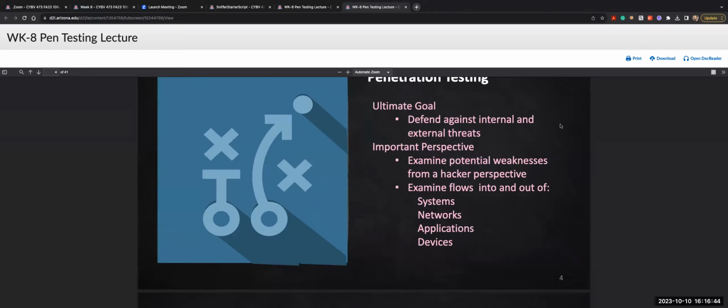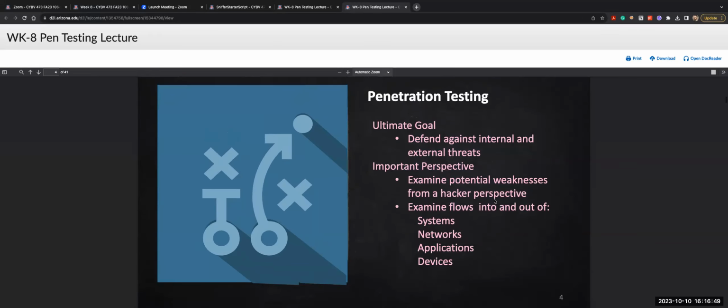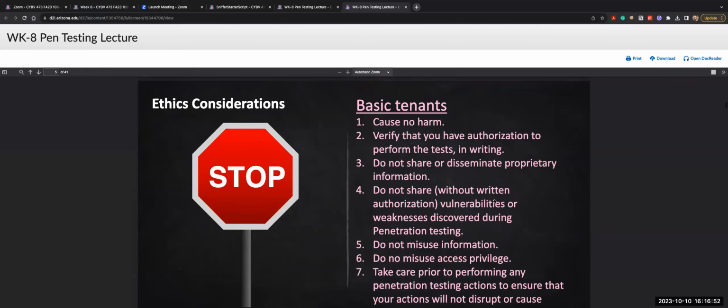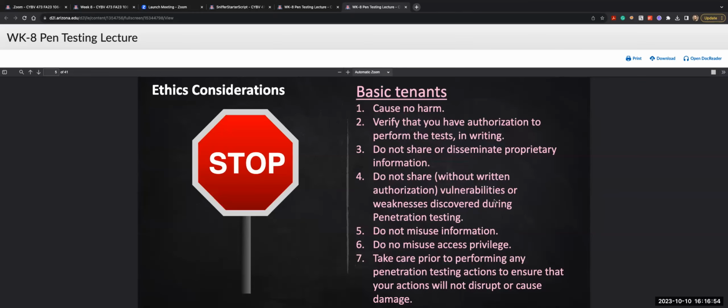So, I already mentioned this, right? Systems, networks, applications, devices, whole big thing. Ethical considerations: don't cause any harm. If you're authorized to pen test something, don't just break it just to break it, right? Make sure that you're methodical with your tactics and techniques. Don't ever go after anything if you're not authorized. You'll have an NDA that you'll sign, typically with an SLA, a service level agreement, that allows you to go test whatever it is that you're going to be testing.